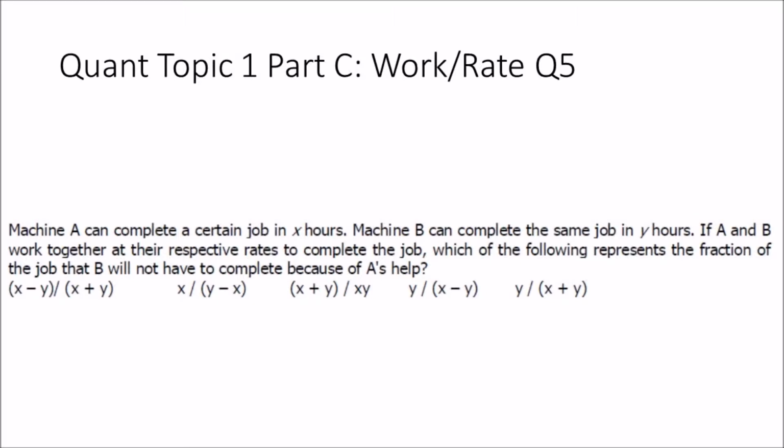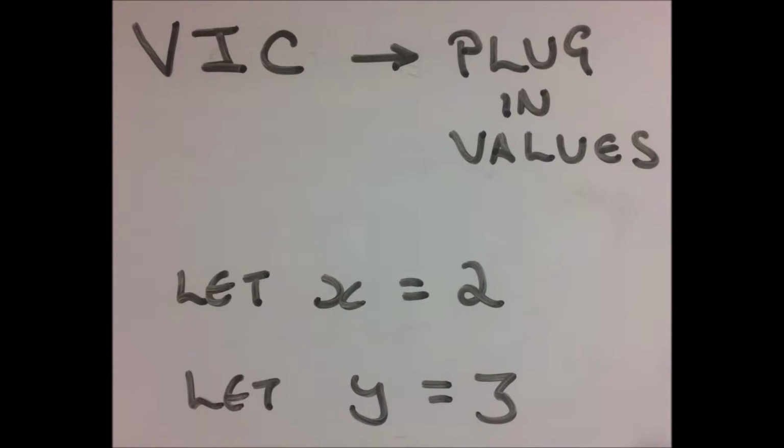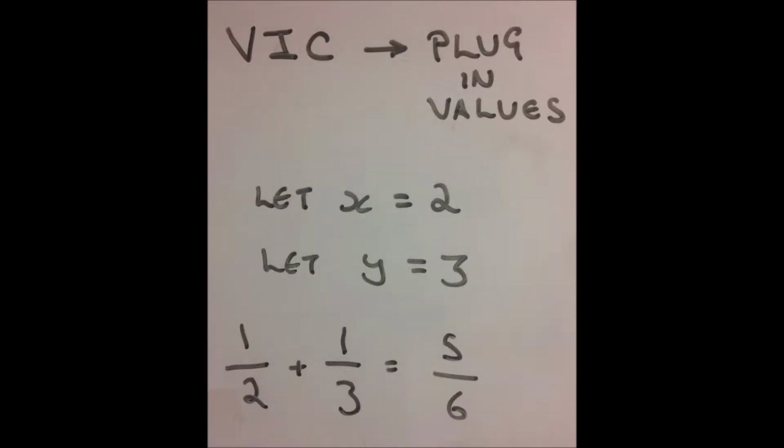So we're going to, in this case, introduce a variable for x hours and for y hours. So we're going to say let x equal 2, let y equal 3. In other words, machine A can do the job in 2 hours. Machine B can do the job in 3 hours. Using the combined work equation, 1 over A plus 1 over B equals 1 over both, we assume you have a certain level of math confidence by the time you look at these questions in this 700 plus set.